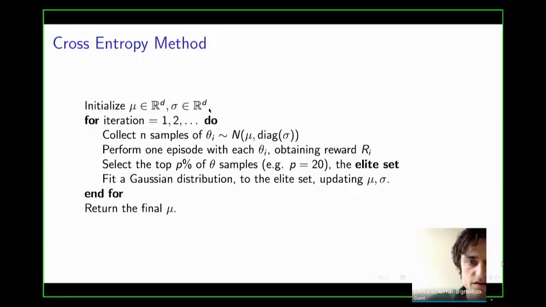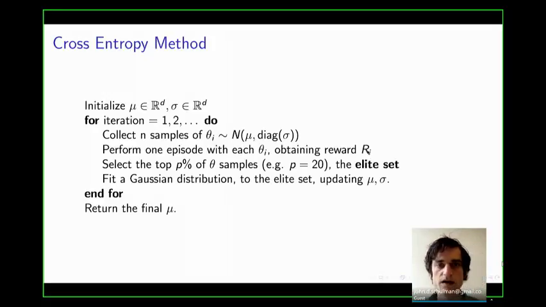So each iteration, what we do is first we collect n samples, n random parameters by sampling from this Gaussian distribution. Then for each parameter vector, we perform one episode with it. That means we just run our policy for one episode until the episode terminates. And that gives us a return. That's a typo, I should say return, capital R.